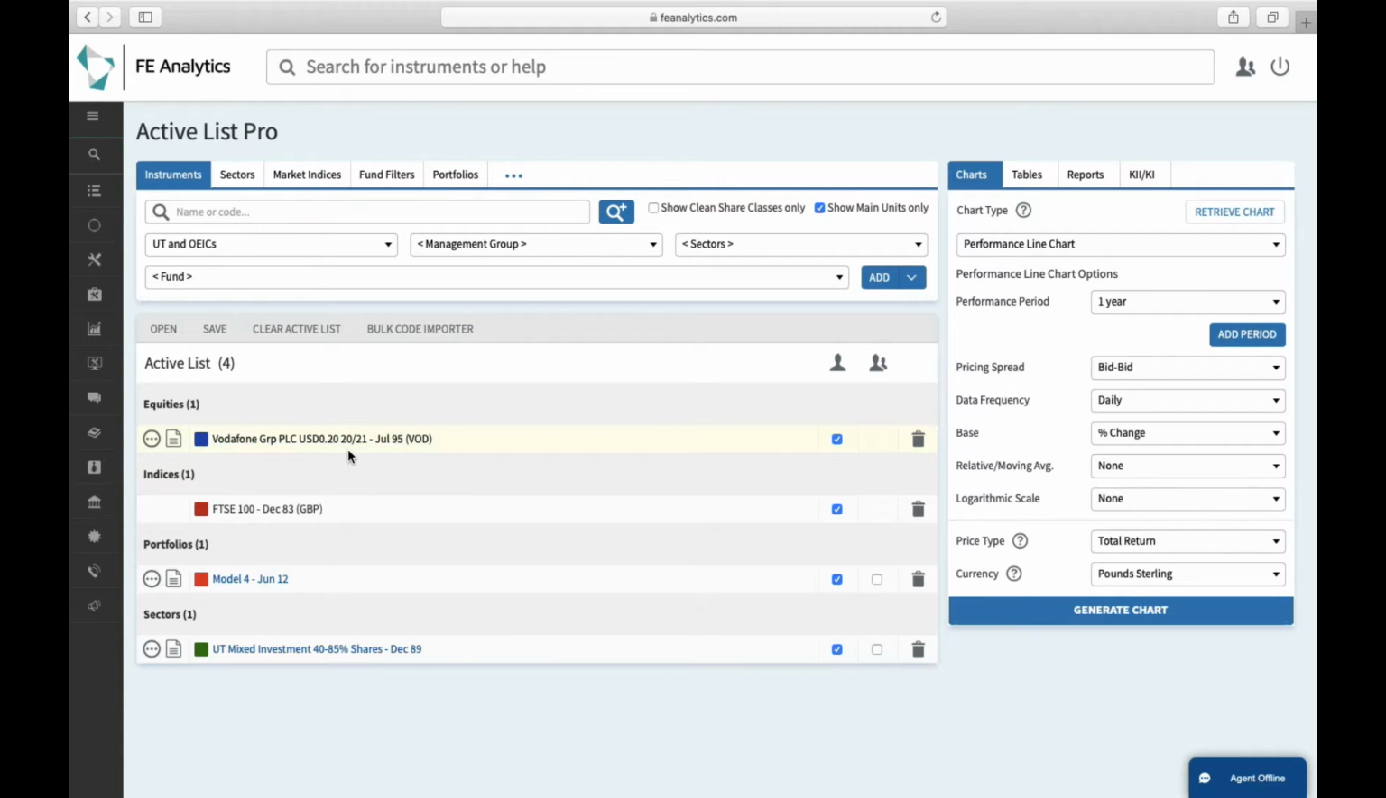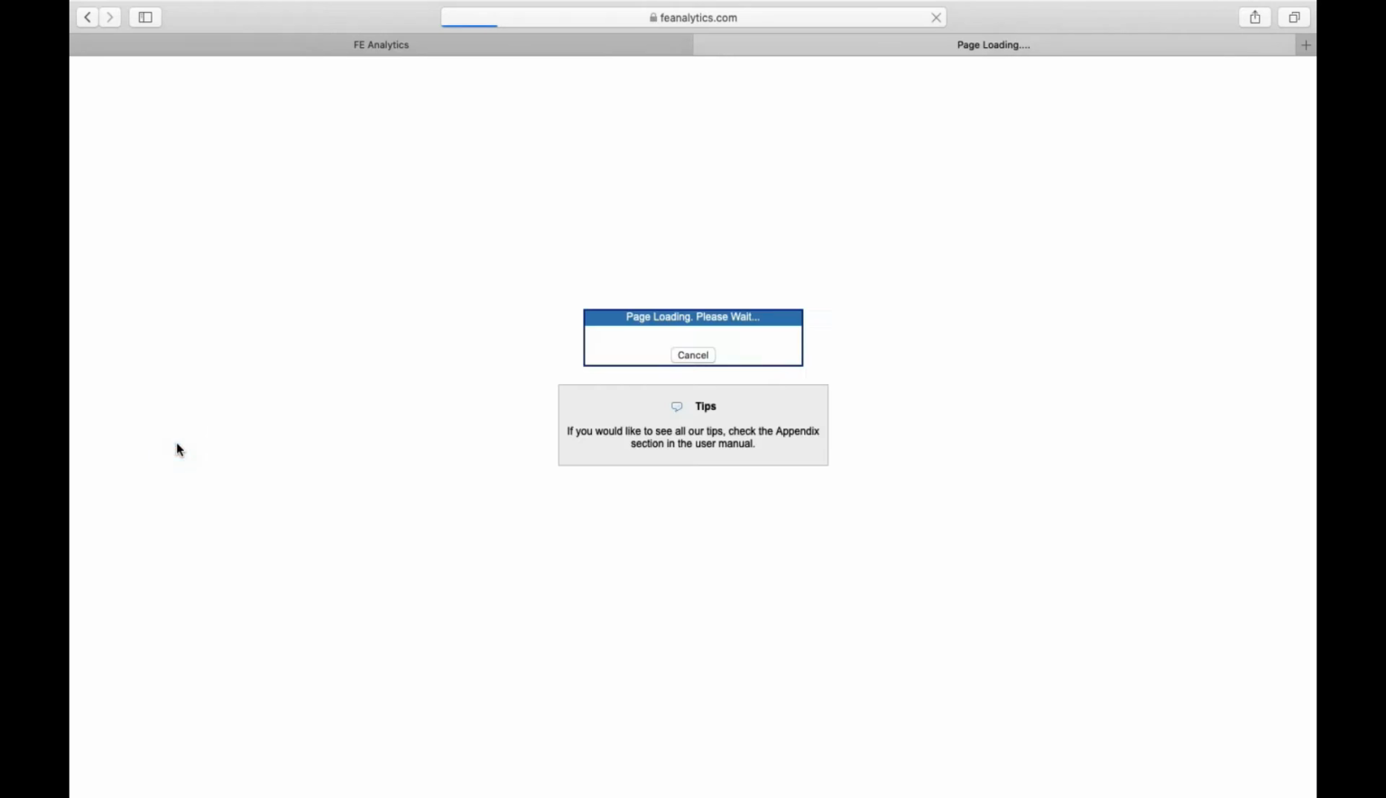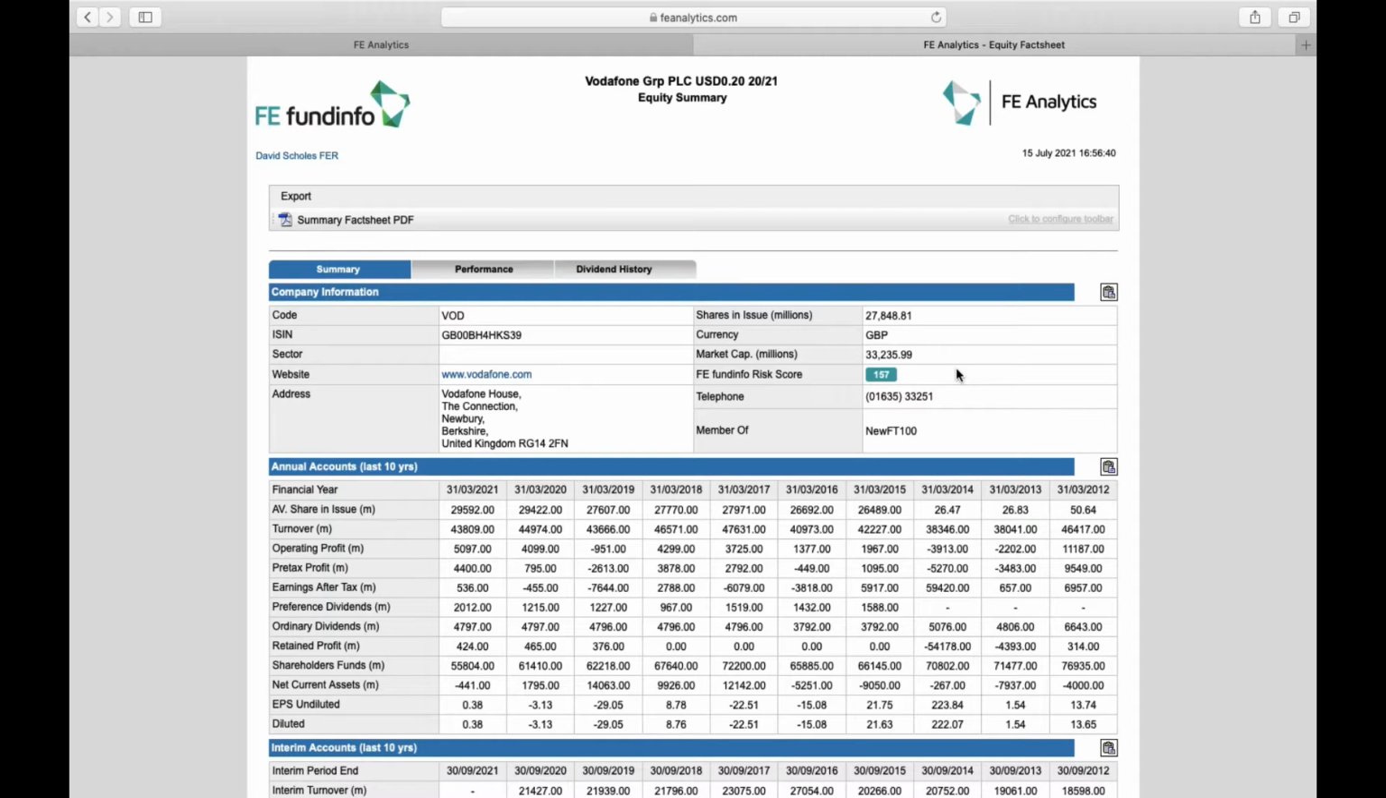I've got a direct equity with Vodafone, I've got an index, I've got a model portfolio, and I've got a fund sector. Now there are lots of different ways of getting at and sourcing the FE risk score, but there are no better ways of getting it very quickly, just simply by clicking the fund fact sheet next to the item on the left. So I'll start off with the equity. If I click on the fact sheet, you'll notice one of the first bits of information you'll see on that fact sheet is indeed the FE risk score, and in this case 157.